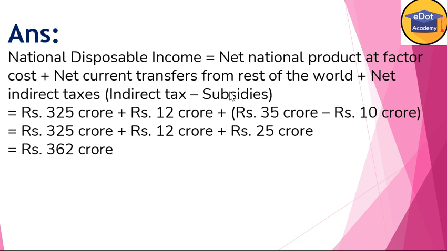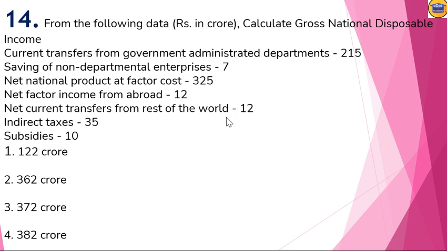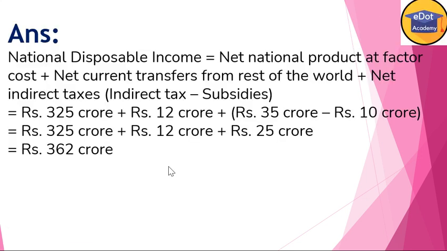Here a new formula is coming. Always remember, net indirect taxes is always equal to indirect tax minus subsidies. As per this question, indirect taxes minus subsidies, the value comes to 25. So we'll put this value directly, 25 crore.